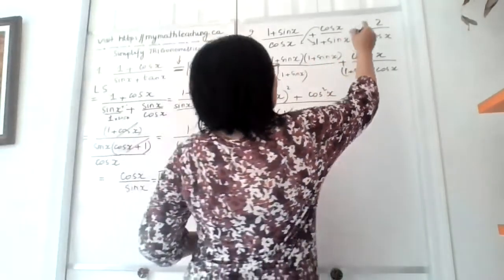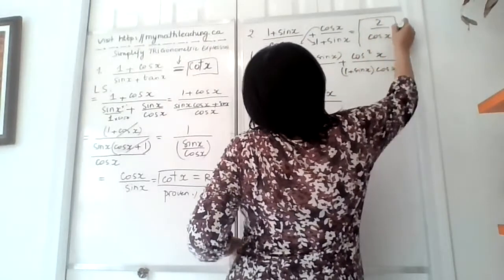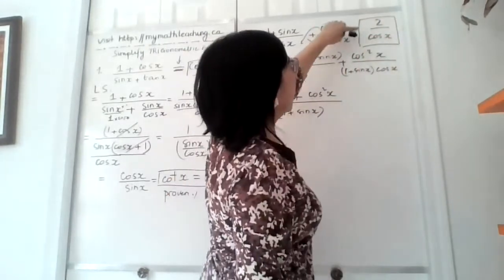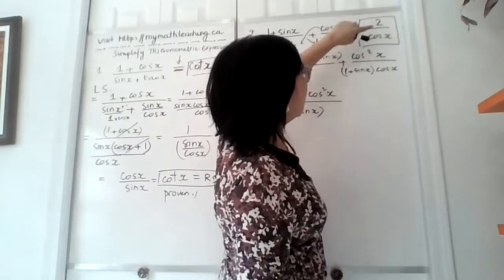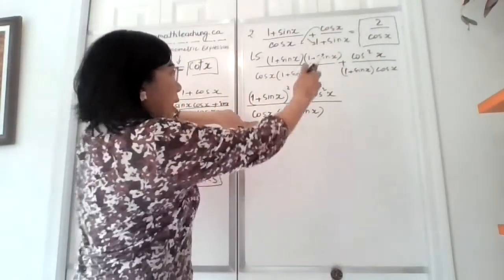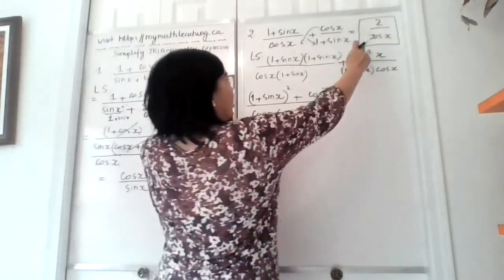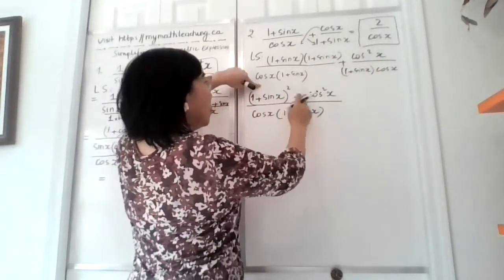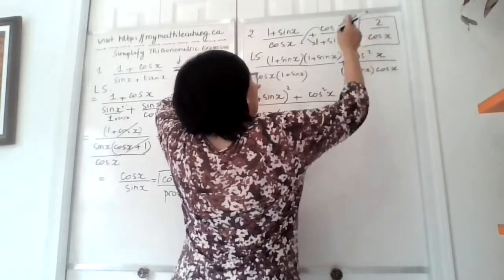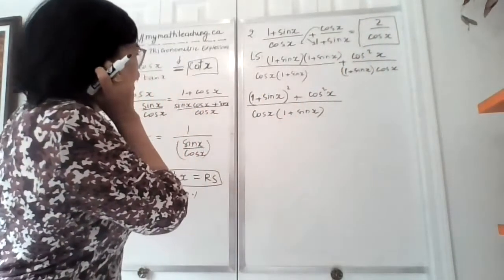Now I look at the right-hand side. I have to do something with number 2. I want to have something with number 2 because at the bottom, I also have a cos x. So I want to keep this one just like this. And up here, I have to do something to get number 2. So how do I get that?